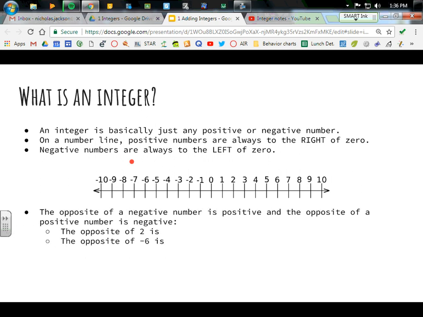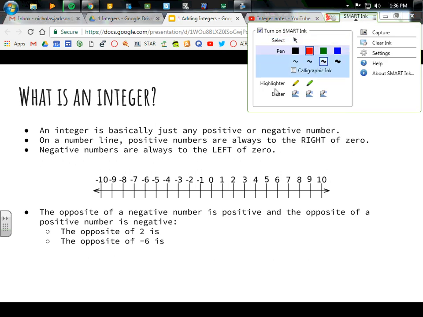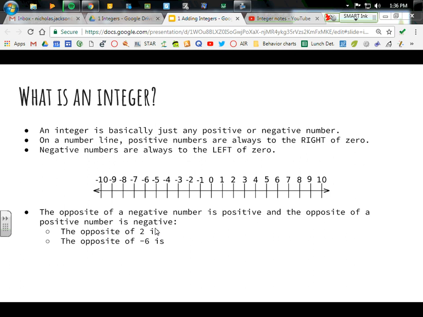The opposite of any negative number is positive, and the opposite of any positive number is negative. So we've got a couple little examples down here. The opposite of positive 2 would be negative 2, and the opposite of negative 6 would be 6.